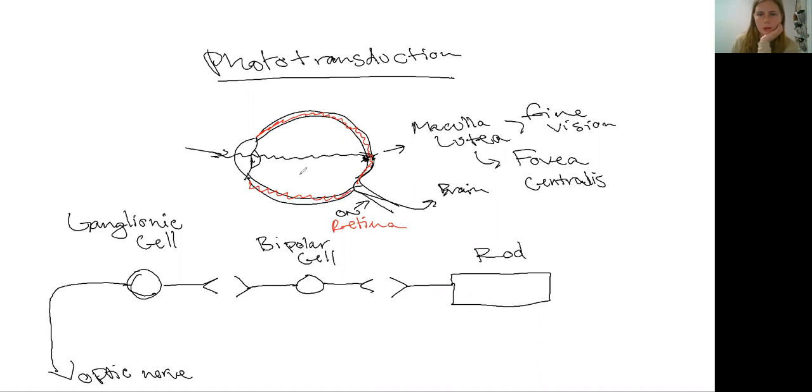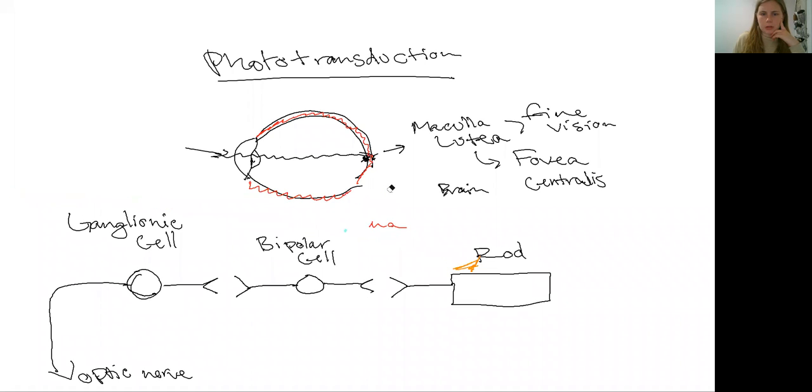So light comes in, it goes like this. It goes past the ganglionic cell, past the bipolar cell, and hits the rod. And when it hits the rod, some changes occur inside of the rod that cause a signal to be sent to the optic nerve. So now let's talk about what changes those are that occur.